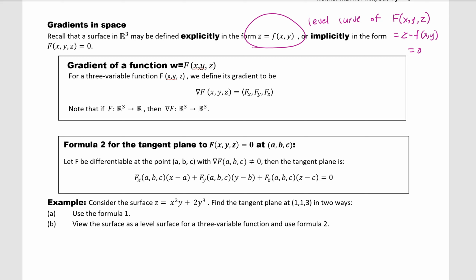Then the next formula for the tangent plane: let f be a differentiable function at the point (a, b, c). If the gradient vector is not 0, then the tangent plane is partial f partial x evaluated at (a, b, c) times x minus a, plus partial f partial y evaluated at (a, b, c) times y minus b, plus partial f partial z evaluated at (a, b, c) times z minus c.